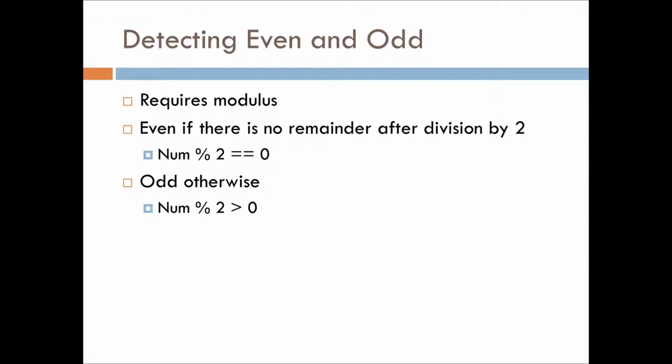So any number mod 2, if there's no remainder, that means it's even. If there is a remainder, that means it's odd. So, for example, 2 mod 2 is going to be 0. That's an even number, as we know. 3 mod 2 is not 0, so it's odd.